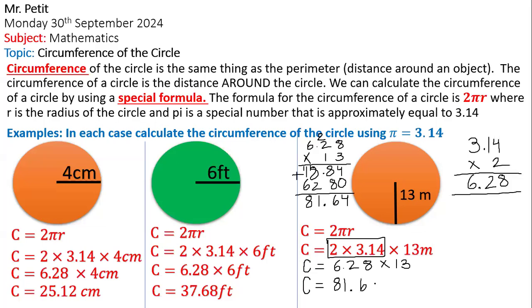How many persons got this? 81.64, let me know. Hands in the chat. Very good, be careful. All right, take a picture of your work and send it to me via WhatsApp.